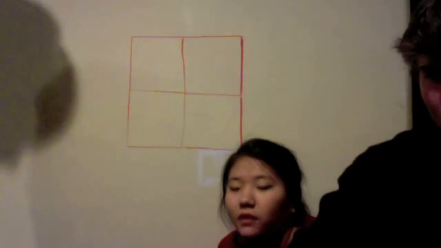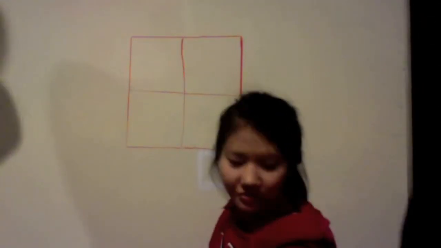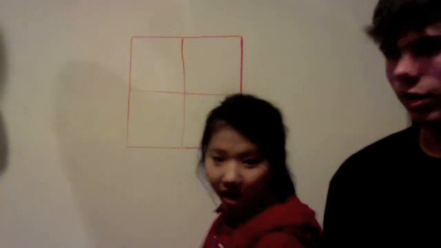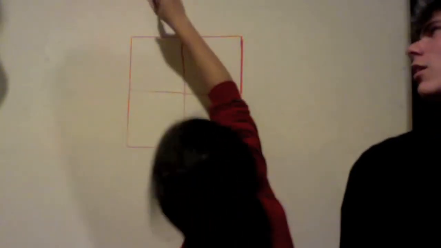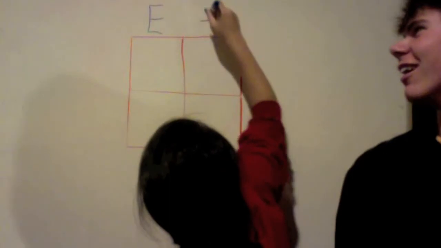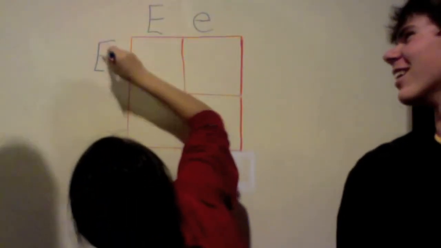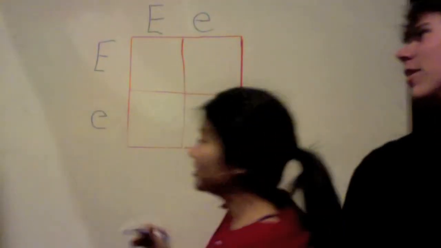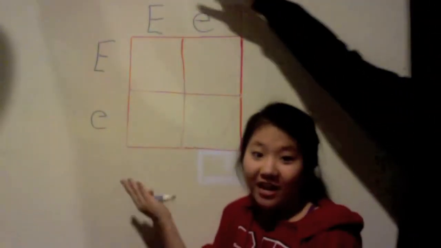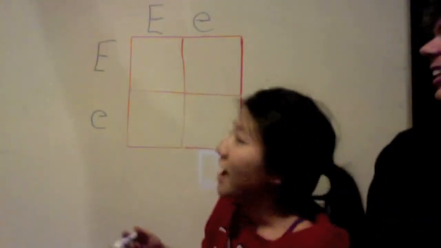Alright. So next, we are going to draw the Punnett square. We are now making the Punnett square for heterozygous parents. We'll be using the letter E for earlobes. So these are two heterozygous parents right here. Dominant, recessive. Capital, lowercase.